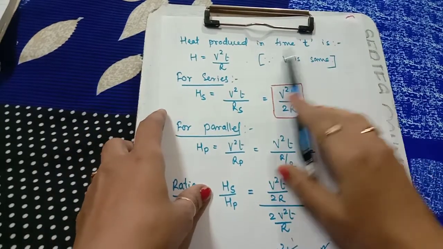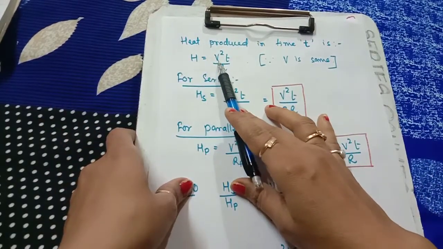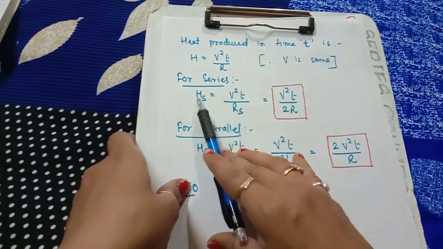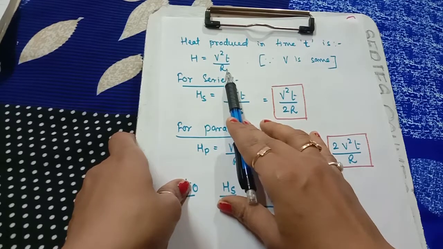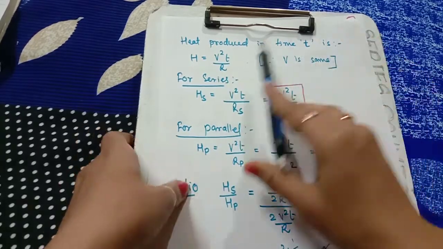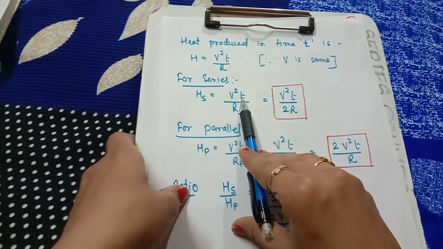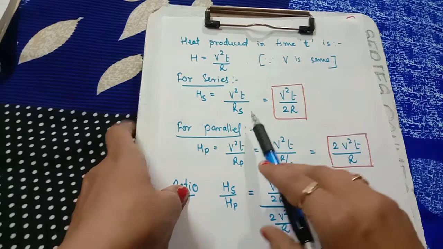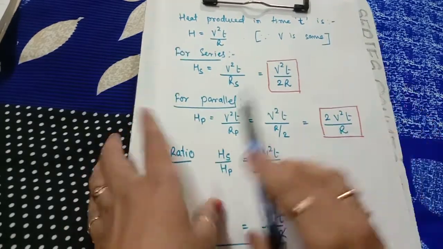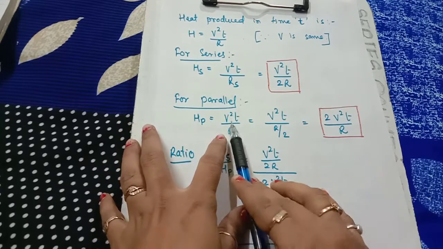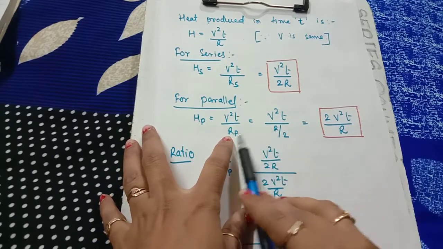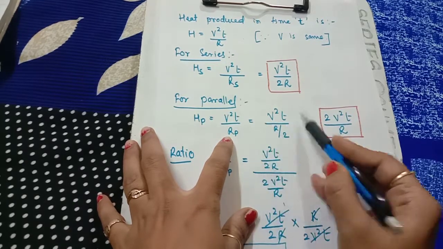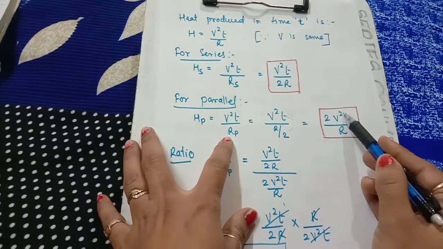Heat produced in time t, this is the formula for heat. H is equal to V square T by R. V is same as we have seen earlier. For series, HS is equal to, only this will change. This will remain same because time also remains same. V square T by RS. What is RS in the previous first one? Series is 2R. Similarly, HP is V square T by RP is equal to V square T by, what was it? R by 2. And we will get this 2 goes up, and 2 V square T by R.